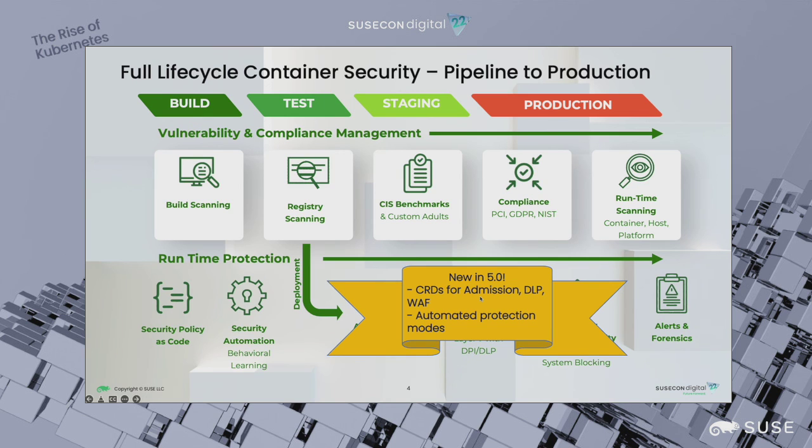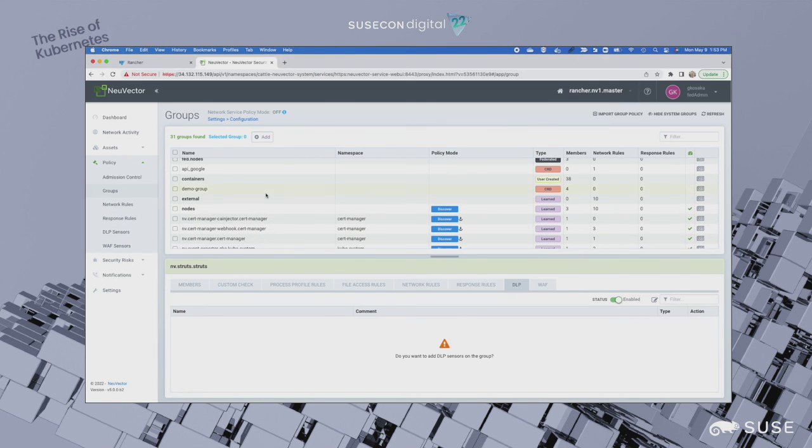To support that, we have always supported CRDs to declare network, process, and file activity in NeuVector. And in 5.0, we're adding the ability to create your admission control rules through CRD, as well as the DLP and WAF rules that we just looked at. You can also create or import those through CRD and update them through CRD.